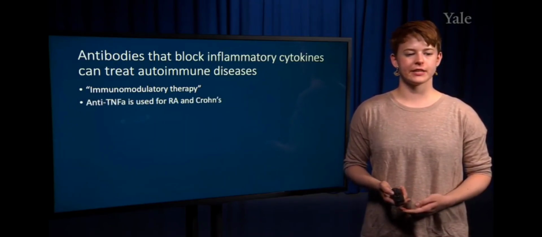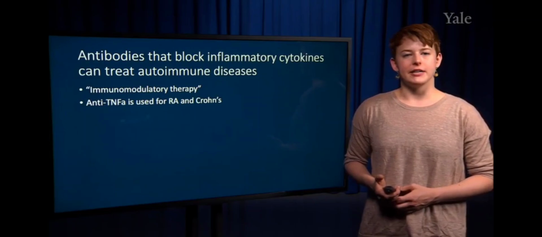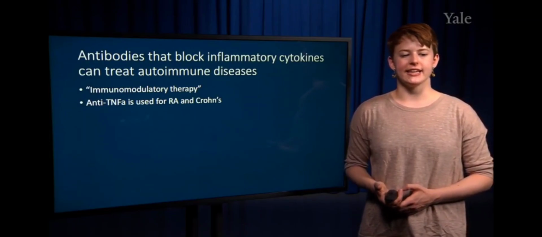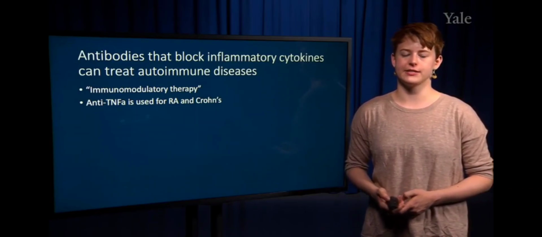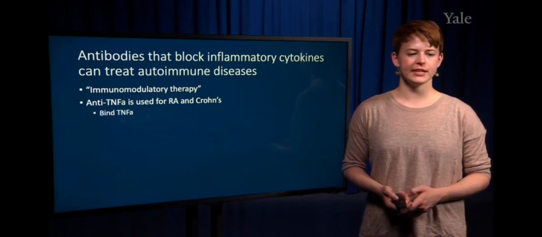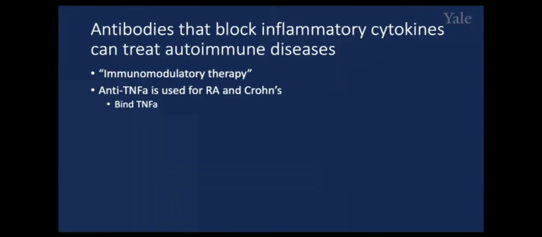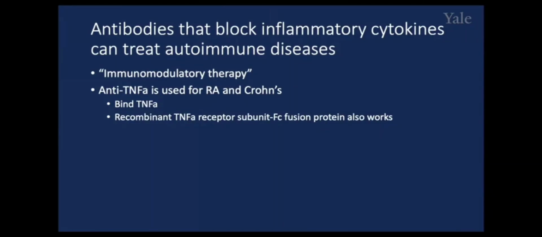So one common treatment is anti-TNF alpha, and this is used for rheumatoid arthritis and Crohn's in particular. And this antibody will bind TNF alpha, and there's also a biologic protein used in psoriatic arthritis that is a recombinant TNF alpha receptor fused to an Fc protein.